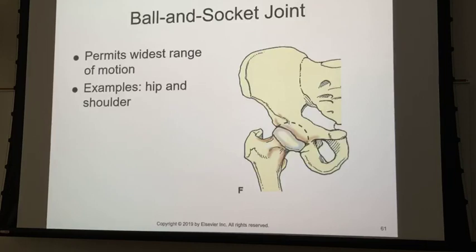Then ball and socket is probably what you're most familiar with, or what you think of whenever you think of freely moving joint spaces. So you got hip and shoulders.